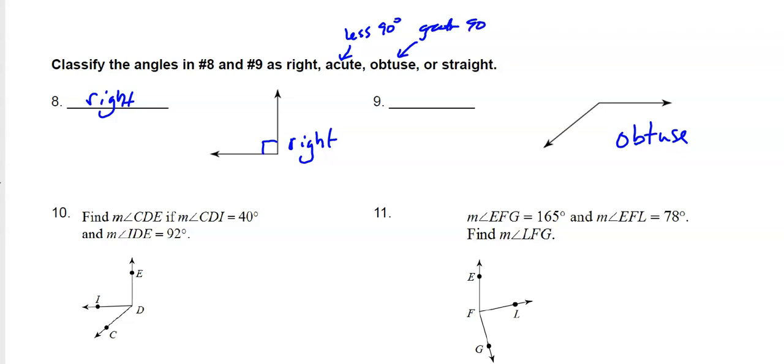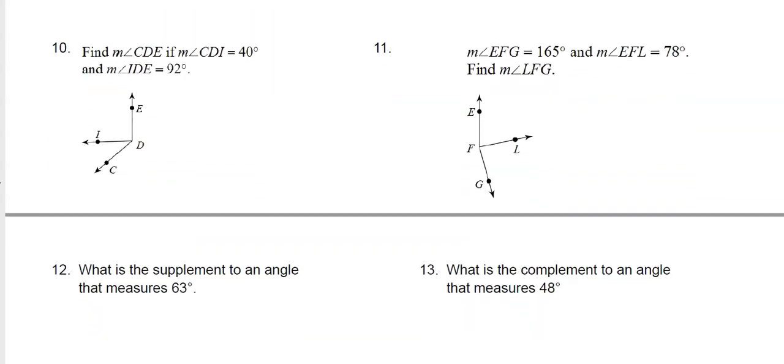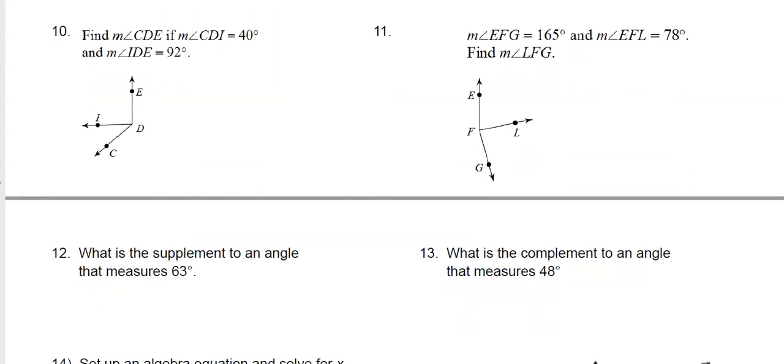All right, 10 and 11. This is the angle addition postulate. I believe this was in section 1.3. So we got to label these angles properly. So find the measure of CDE. So we got to find this big obtuse angle here.